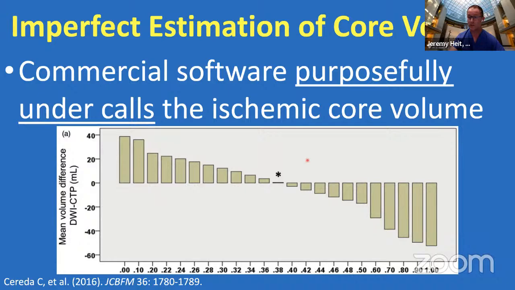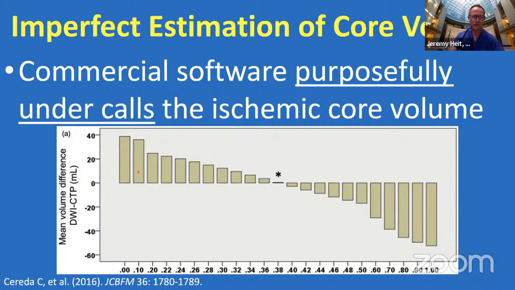So what this study from Carlos Arita did is they asked, okay, let's get a CT perfusion study, and then let's get an MRI shortly after that. And we'll use the MRI to show us what the actual ischemic core is. And then we can use our CTP data. We'll ask, which cerebral blood flow threshold best estimates that volume that we're seeing on the MRI? And that's what's shown here.